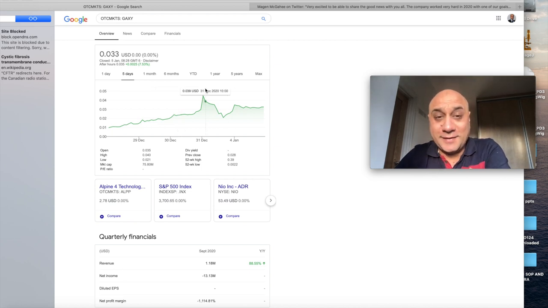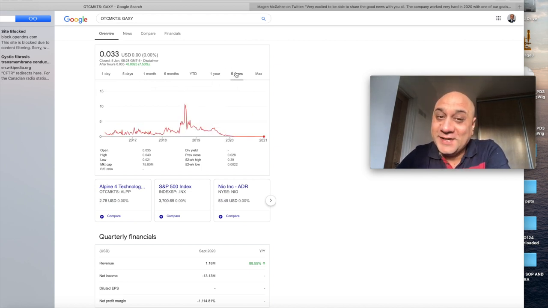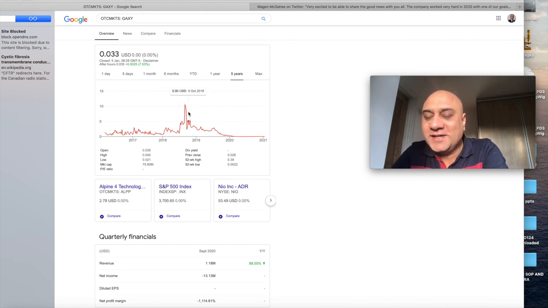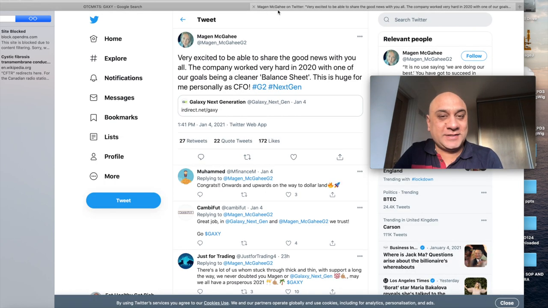However, the thing I really want to show you is this. If you look at the 5 year chart, on 31st of August 2018 it was $10.50. So why did this stock price tank? There are many, many reasons for that, okay? One of the biggest reasons was debt. I believe in this new management, and that's the news.